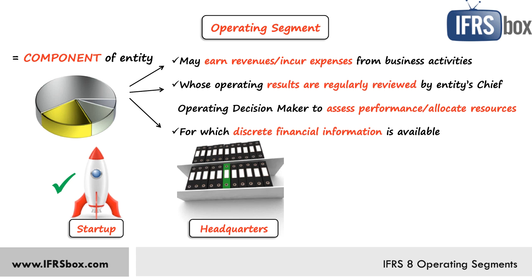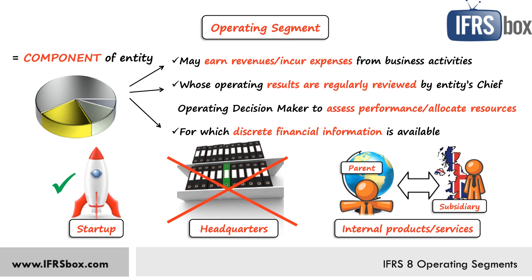For example, the headquarters office. It usually doesn't earn any revenues from business activities or earns just incidental revenues, and therefore it is not an operating segment, because the business activity is important here. Now, the segment does not necessarily earn revenues from external customers, and therefore even if the segment provides only services to other segments of the company or makes products for other segments of the entity, it is still an operating segment. A typical example is when a parent has a subsidiary in some country and that subsidiary makes some products and sells them fully to the parent company.